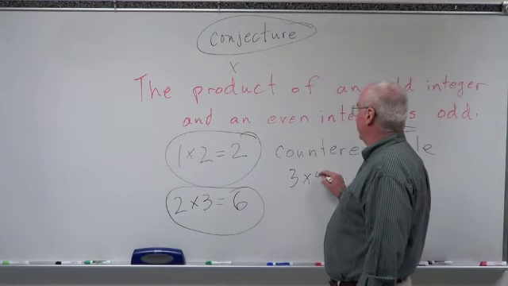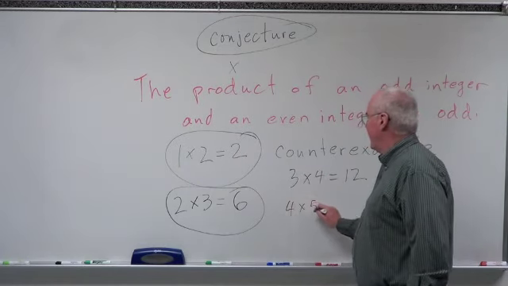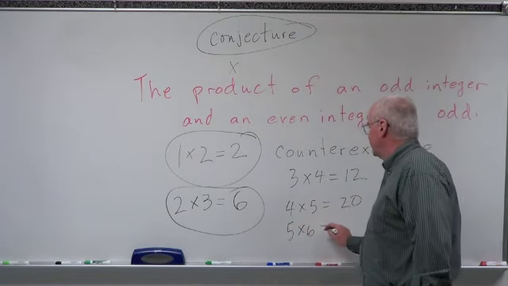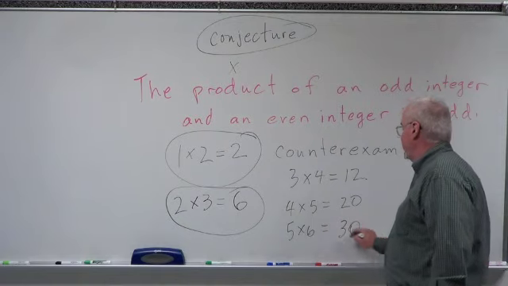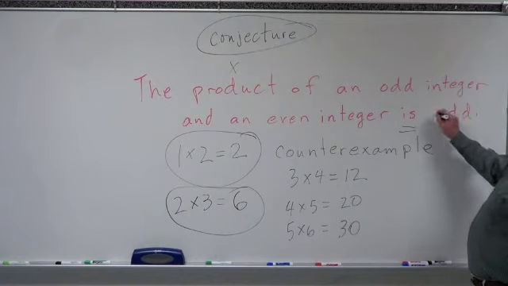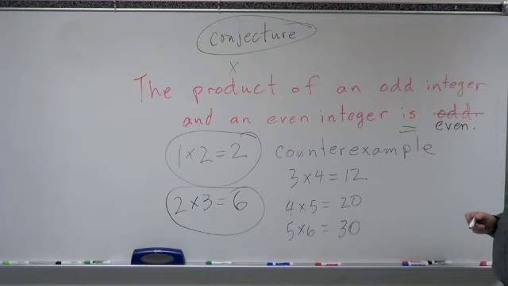3 times 4 equals 12. 4 times 5 equals 20. 5 times 6 equals 30. Looks like we've begun to establish a pattern, and what we'd really like to say is we'd like to mark that out and change that conjecture to be that.